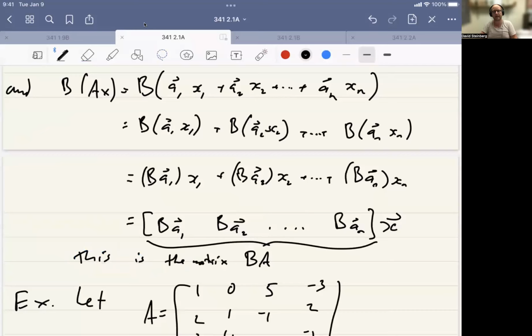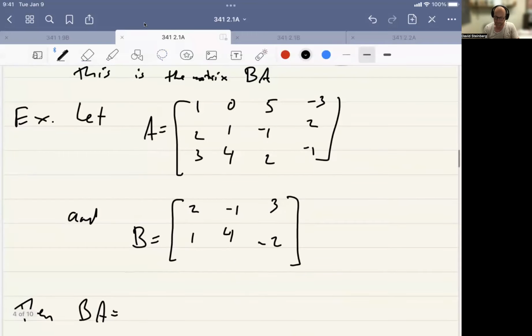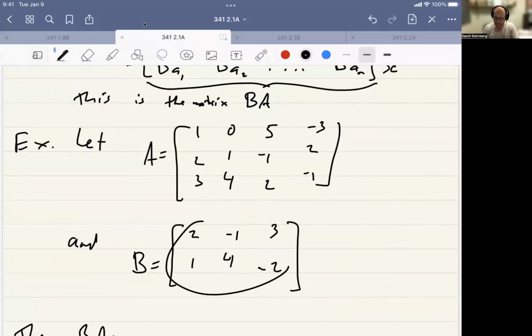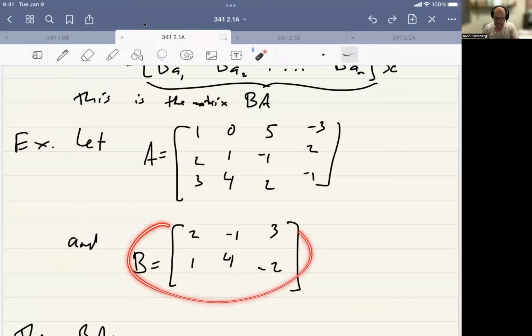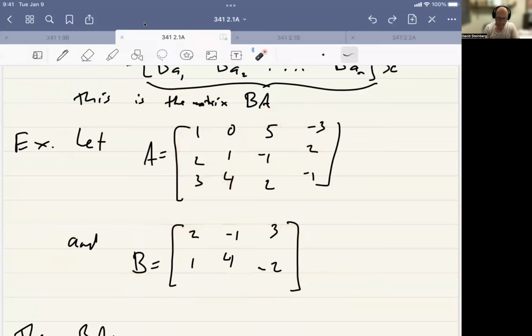Okay, so where does this definition come from? How do you actually compute it? We'll go through a couple of examples and that'll make it much more clear. So let's take A to be this matrix and B to be that one. Our claim is that we should apply B to each of these columns, and that'll give you the columns for BA.